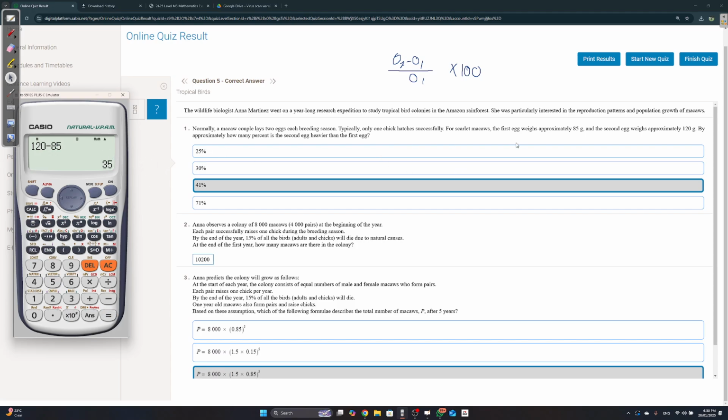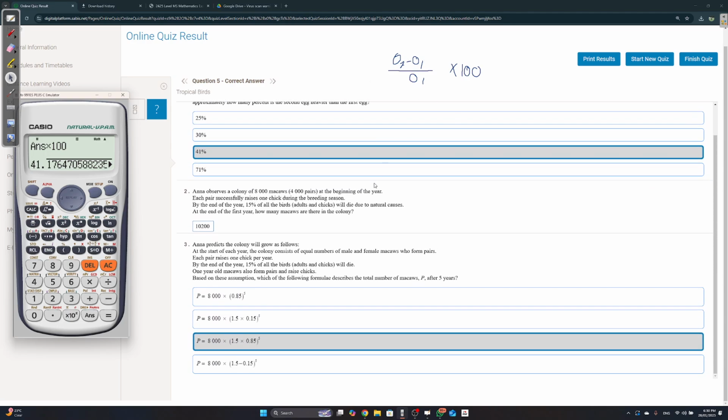So 35 grams as a percentage of 85, how much is it? How do you find the percentage of something? You do 35 divided by 85, times 100. You're going to get 41%. I just showed you how you use the formula, okay? Or you can just plug in the formula directly.